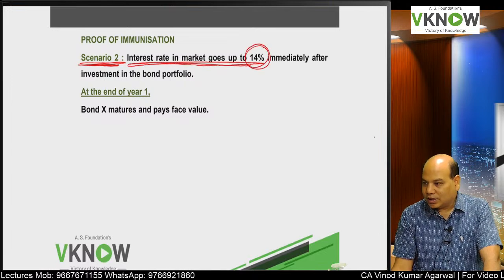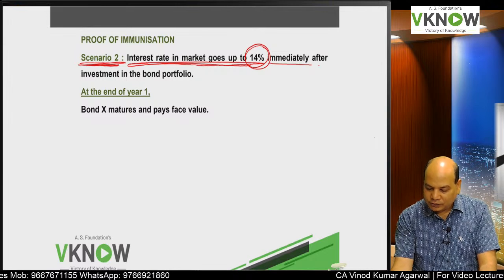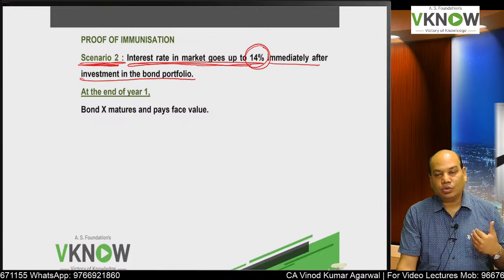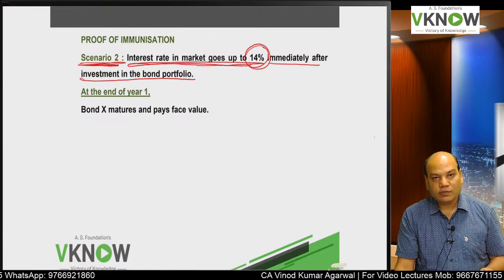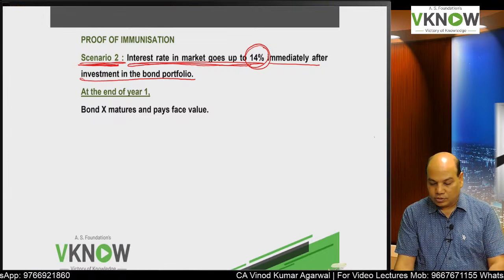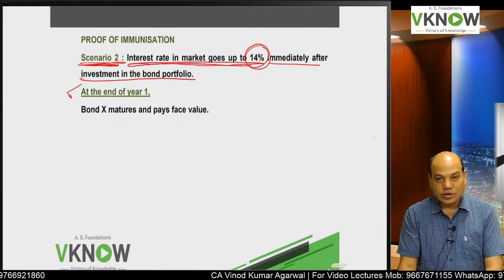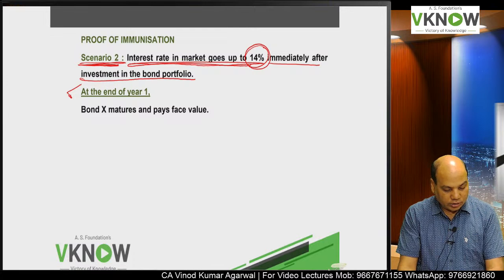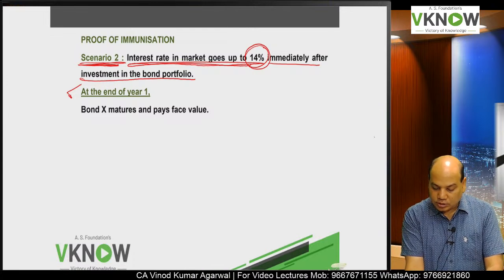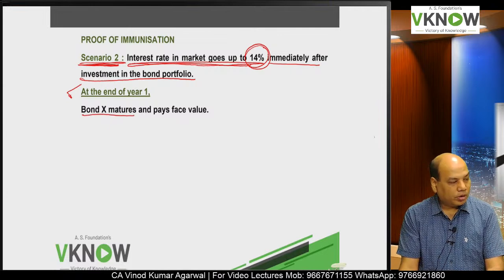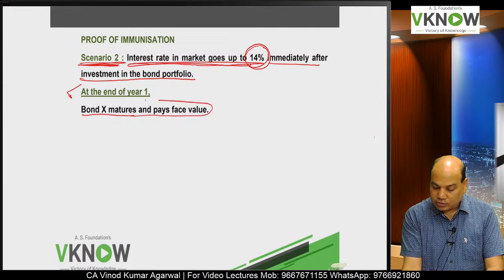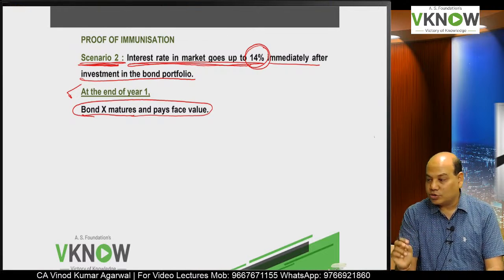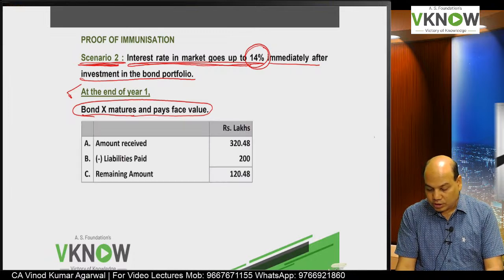So I will take higher rate now, immediately after investment in the bond portfolio. Let us say rate goes up. Same process will follow. Exactly same process will follow. You can also try yourself. At the end of year 1, what happens? Bond X matures and pays face value, and at the end of year 1 the first liability of 200 lakh also matures and we have to pay.